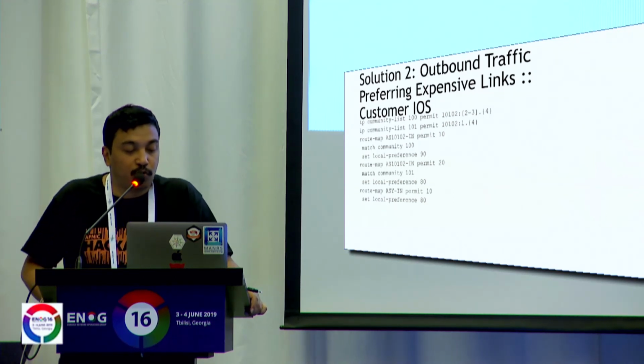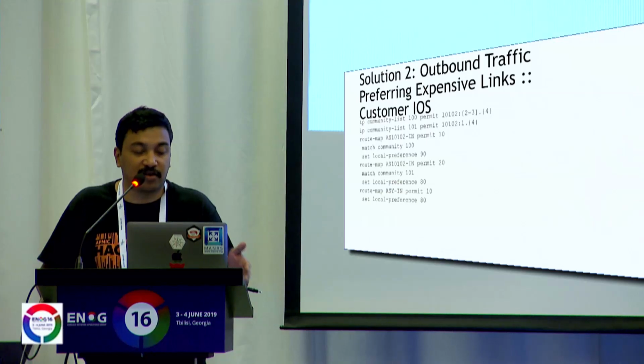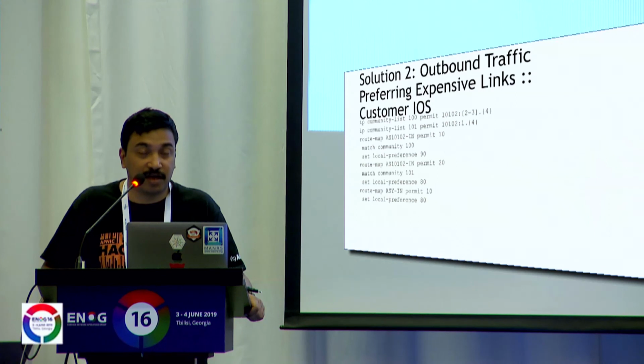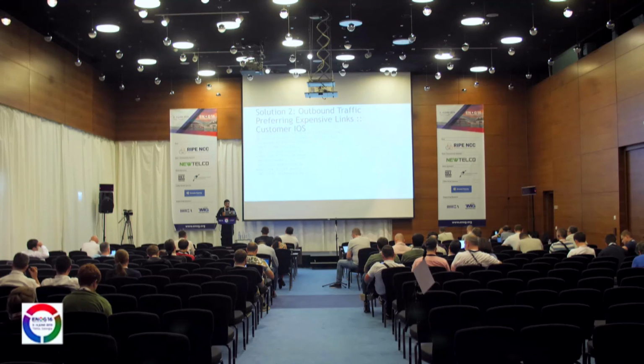So while we are receiving the prefixes from 10102, we try to match community 100, that is, 10102 is receiving all the prefixes generated from their IXP exchange points, like London IX, Equinix or BD IX, and so their local preference is 90. Then for the other, 101, when the originating prefixes are from their peering points, there we are setting the local preference to 80.